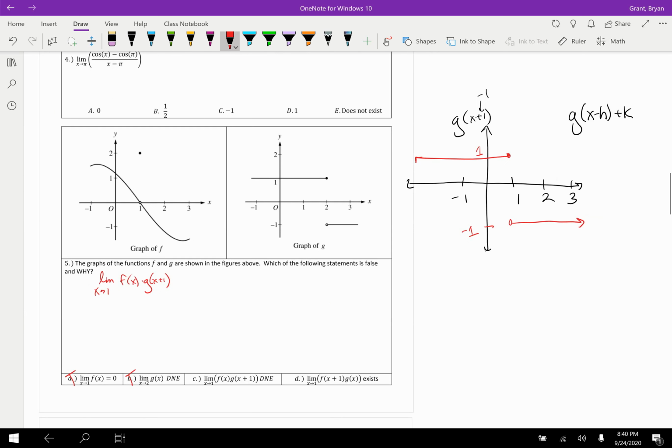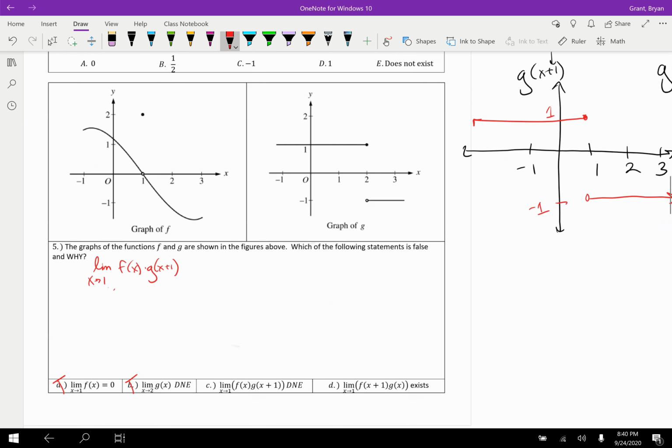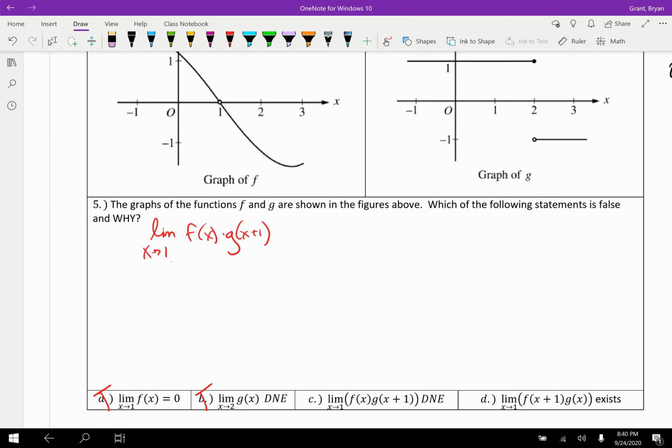And that graph's also not continuous at 1, so I certainly can't plug 1 in there either. Well, the next thing you might want to try, and you wouldn't be faulted for thinking this, is you might say, well, let's just split this graph. Let's define the limit as x approaches 1 of f of x, and then multiply it by the limit as x approaches 1 of g of x plus 1.